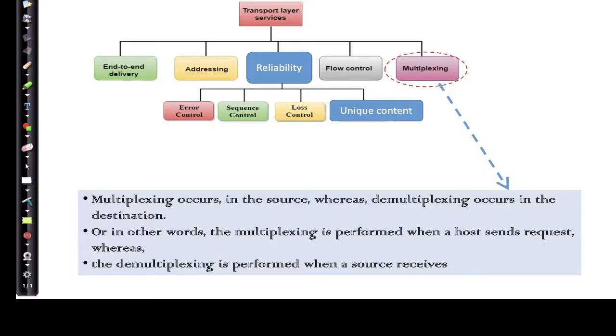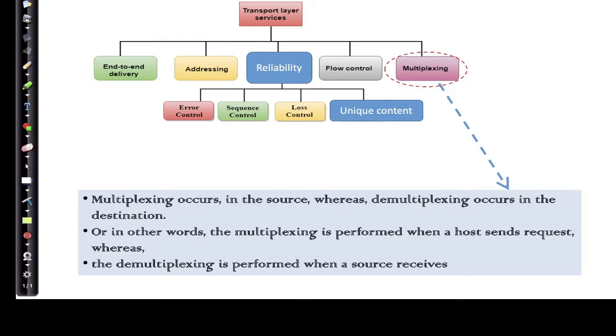Multiplexing and demultiplexing are two of the most important functions of the transport layer. Multiplexing refers to the process of collecting data from multiple sources and making it ready for further processing. On the other hand, demultiplexing is the reverse process of multiplexing, where data from multiple sources is separated into individual components for further processing.